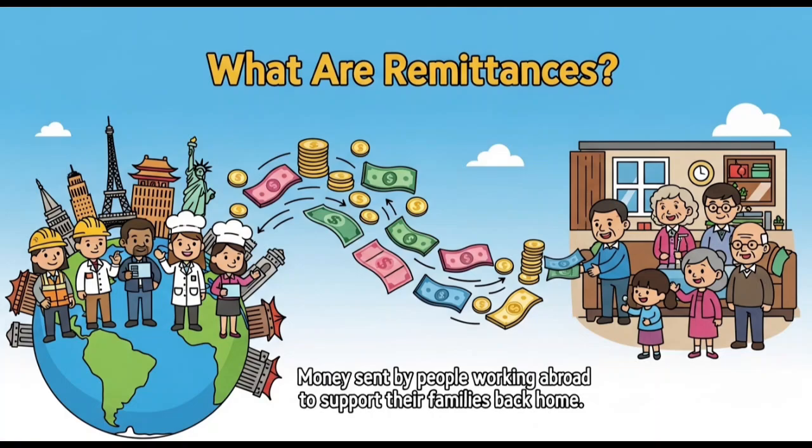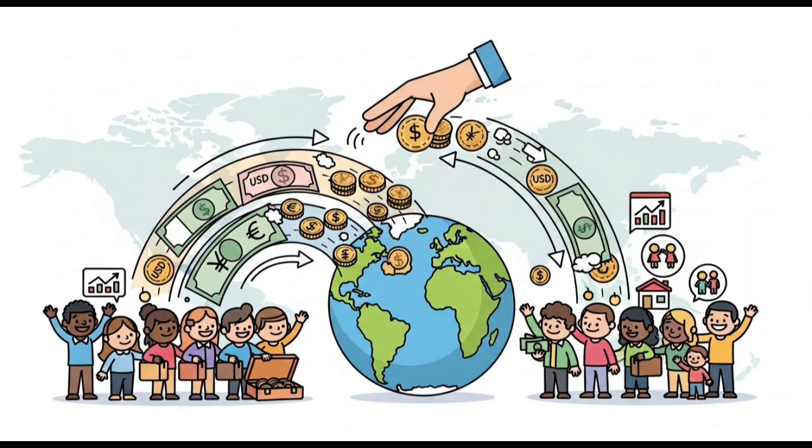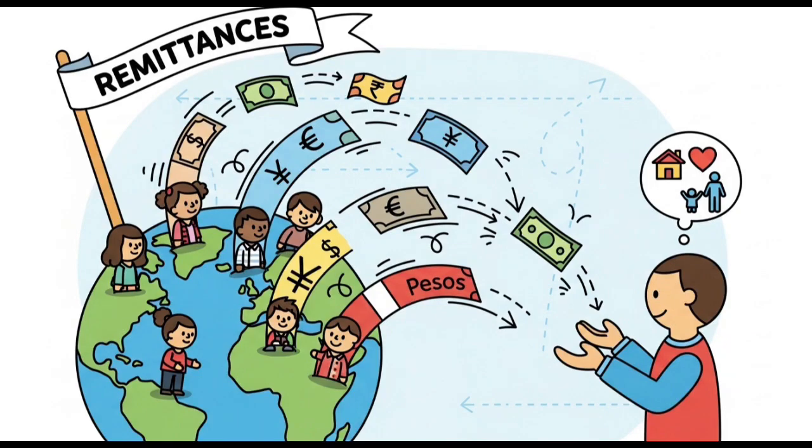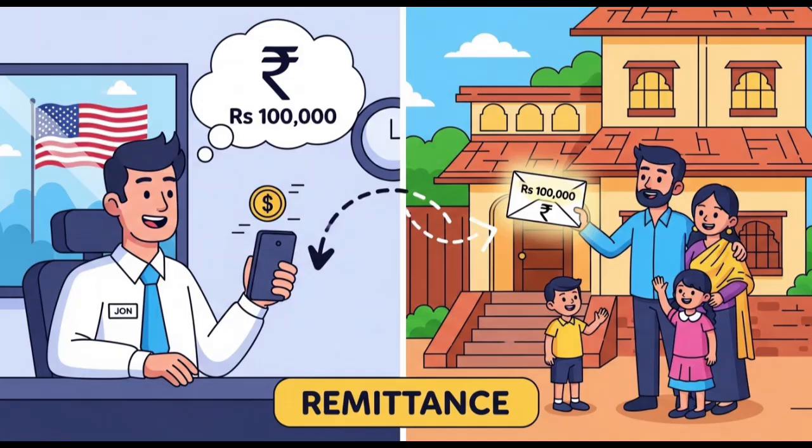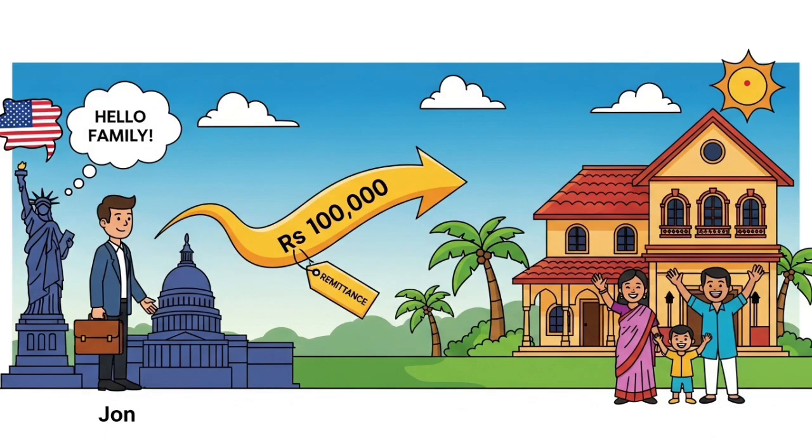What are remittances? Remittances are money sent by people working abroad to their home country. Workers earn income overseas. They send part of it to their families back home. That money is called remittances. For example, John works in the U.S. His family lives in India. Every month, he sends 100,000 rupees to their home country. This monthly transfer is a remittance.